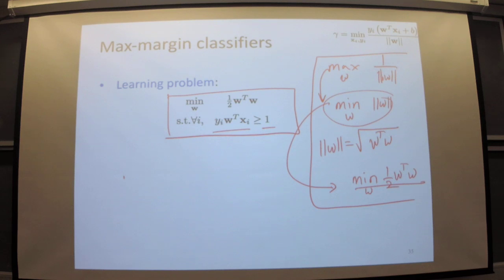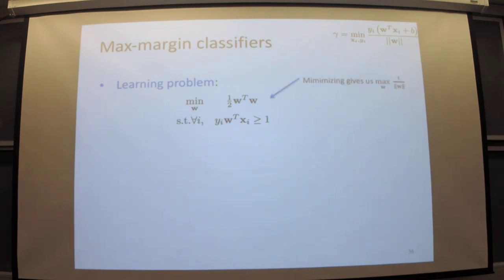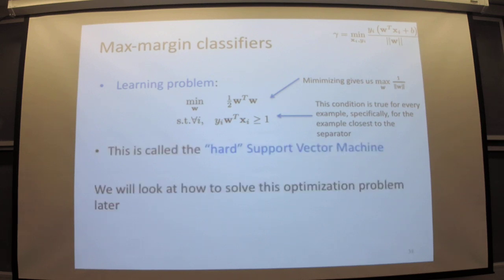So minimizing over W maximizes 1 over the norm of W, and the condition below is true for every example, and in particular, equality is achieved for the ones that are closest, because those are the ones that define the margin. This problem is called the hard support vector machine, and it's not called hard because it's difficult. It's called hard because it assumes that your entire data set is separable, so it is hard separation.